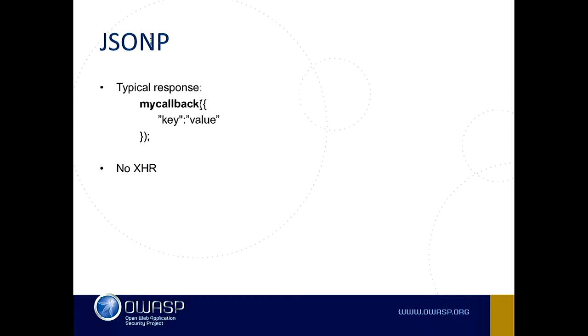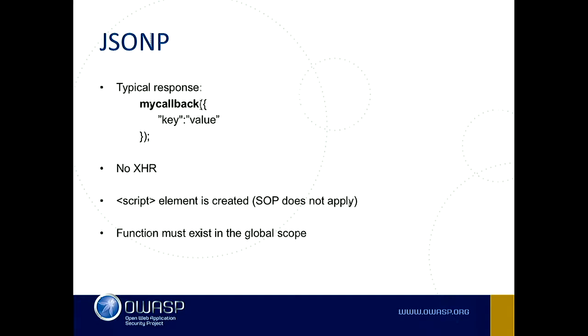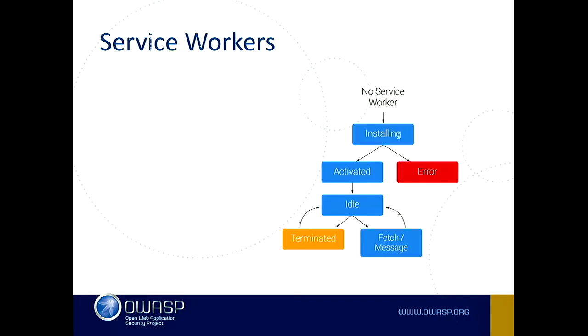So it is not AJAX in the typical sense. As I said, you include the script tag dynamically in your DOM, which means the same origin policy does not apply. And when you receive the response from a JSONP endpoint, of course, the definition of the function you specified in your callback parameter needs to exist.